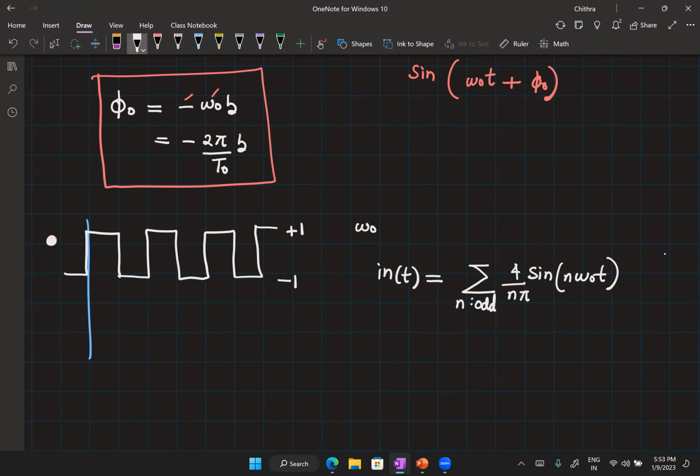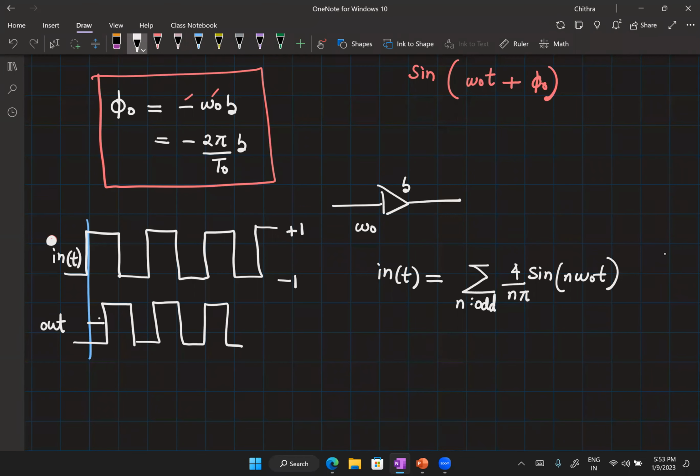So now I again pass this signal through a buffer with a delay delta. Now this is my in of t. And for the output, I would expect to see a delayed version of the square wave. Now we are required to relate this delta to the phase of the signal. But given that this is a composite signal with multiple sinusoids, how would we go about doing this? Do you understand the problem?